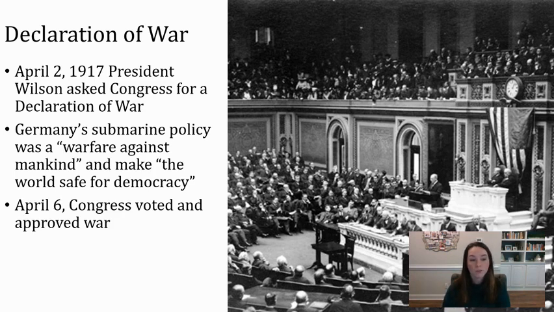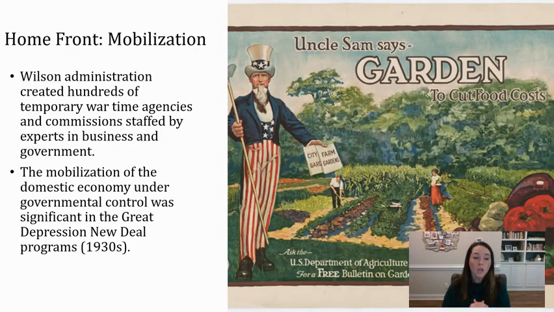April 6th, Congress votes and they approve for war. So the United States enters. We're not going to talk about the military part. Instead, we're going to focus mostly on the effects on the home front. So the Wilson administration creates hundreds of temporary wartime agencies, and he staffed them with experts from all across business and government and former politicians, in order to make these things run as efficiently as possible.